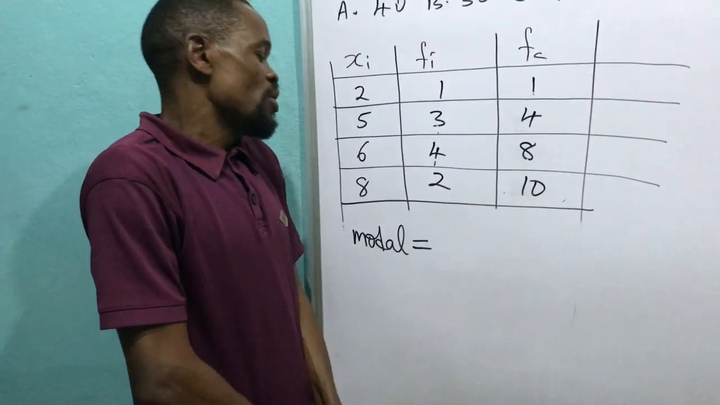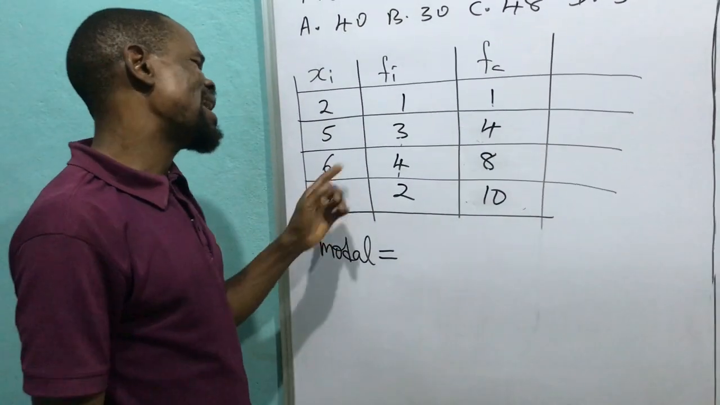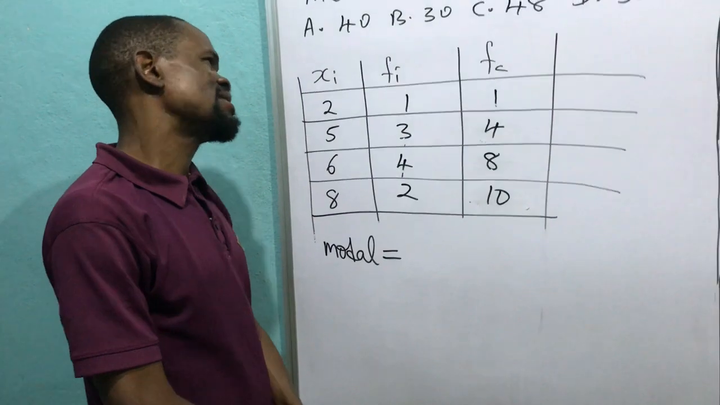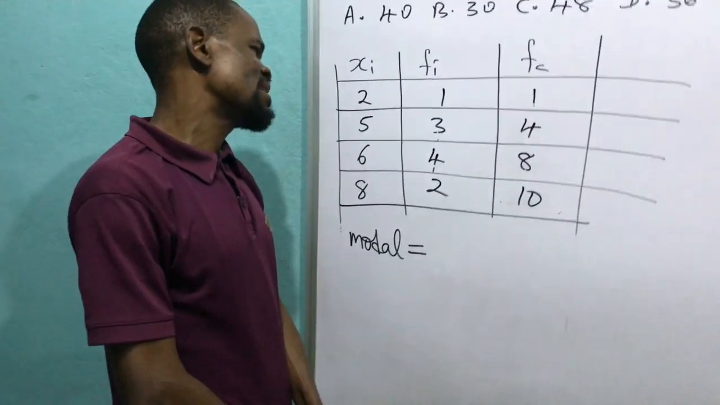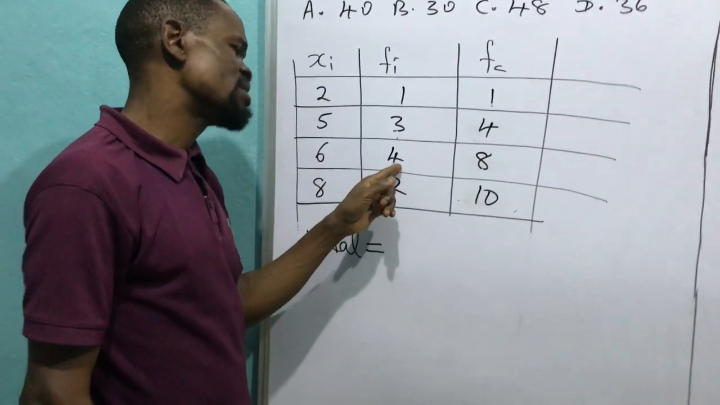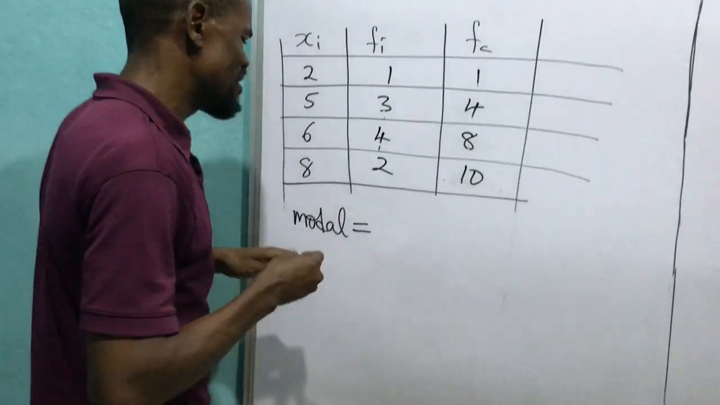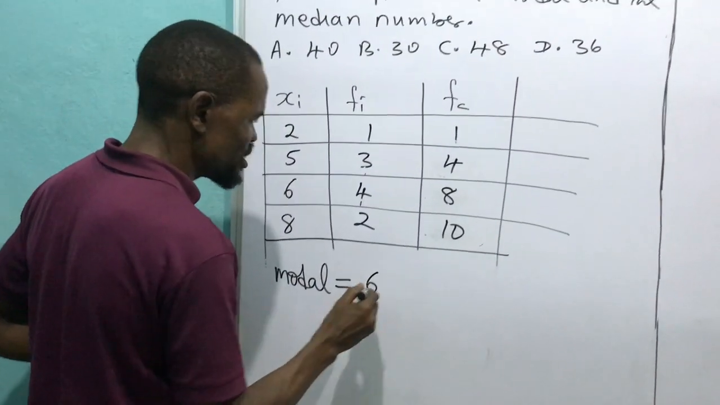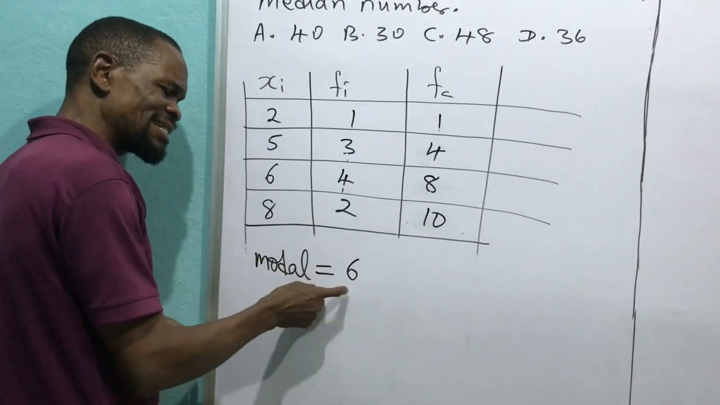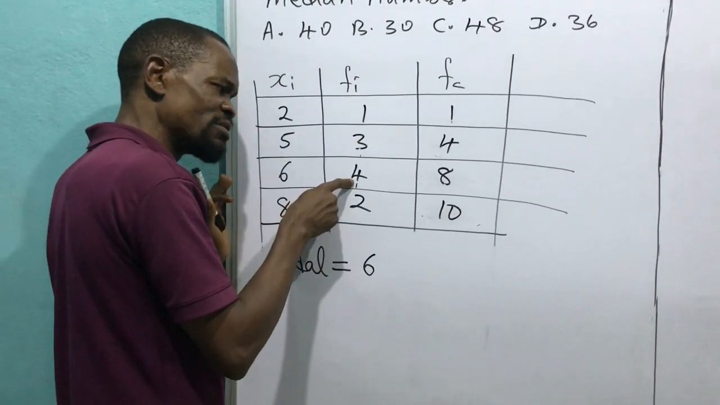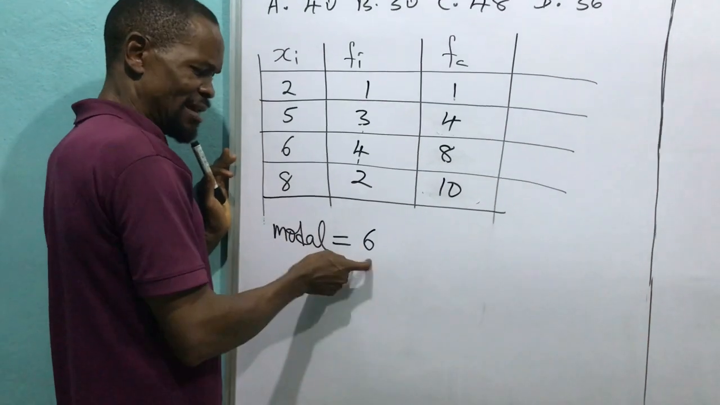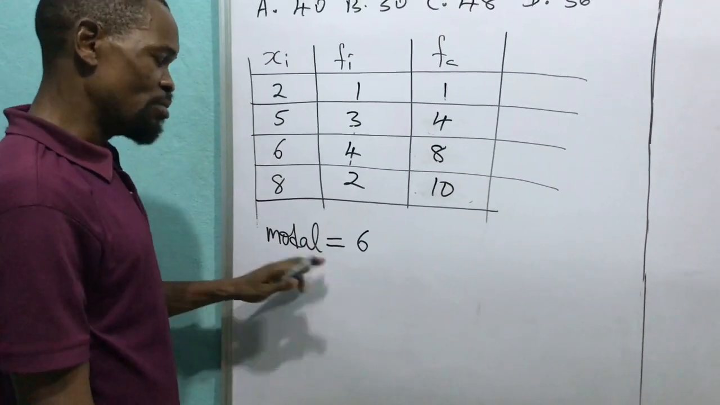Right now, let's go. We now say the modal class is the highest frequency. The modal class is the highest frequency. And what is the highest frequency among the frequencies they gave me? It is 4. And who is the person that has that higher frequency? 6. So that means the modal class is what? 6. So we say the modal class is the highest frequency. What is the highest frequency for, and who is the owner? 6. That owner is our answer for the modal class.